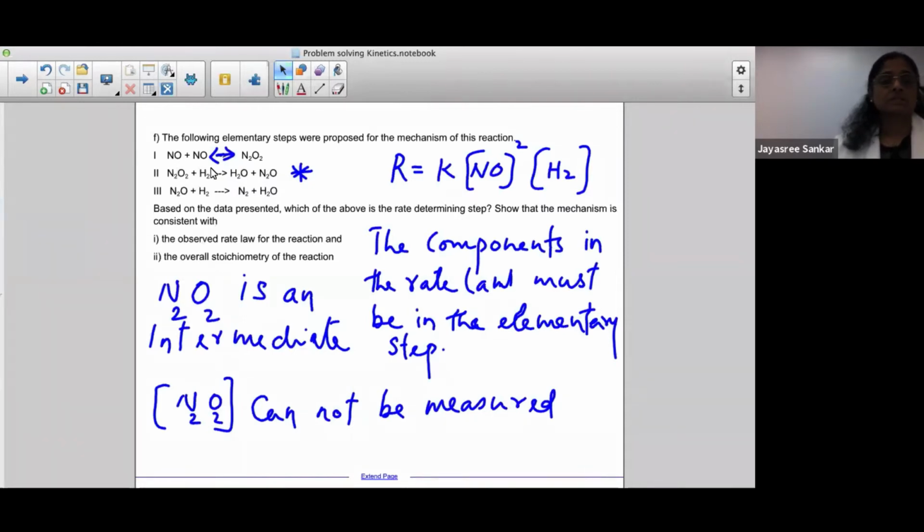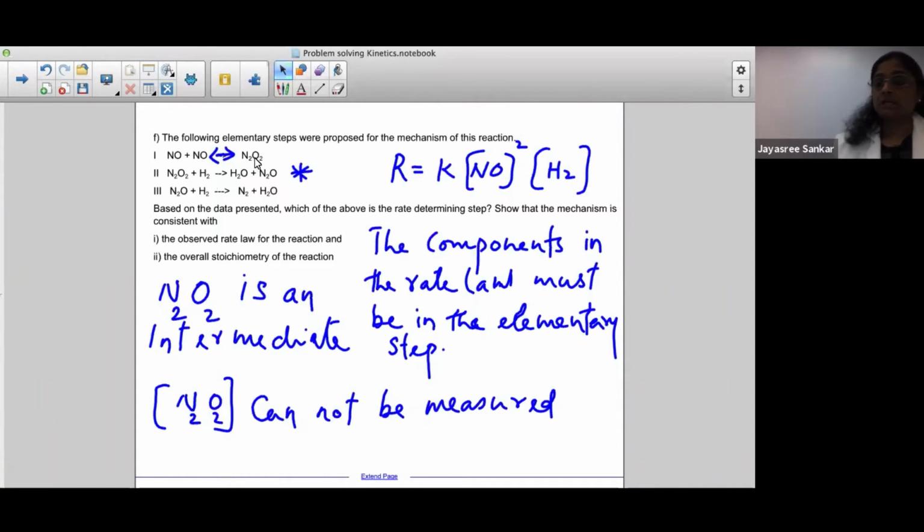So we can clearly see the three steps. The first step is a reversible equilibrium. The second step and third step are normal one-way steps. And we can also notice that N2O2 is formed in the first step. Because it's a reversible step, it is being decomposed backwards to produce NO, or it could be reacting with the hydrogen to produce H2O and N2O. So N2O2 is an intermediate.